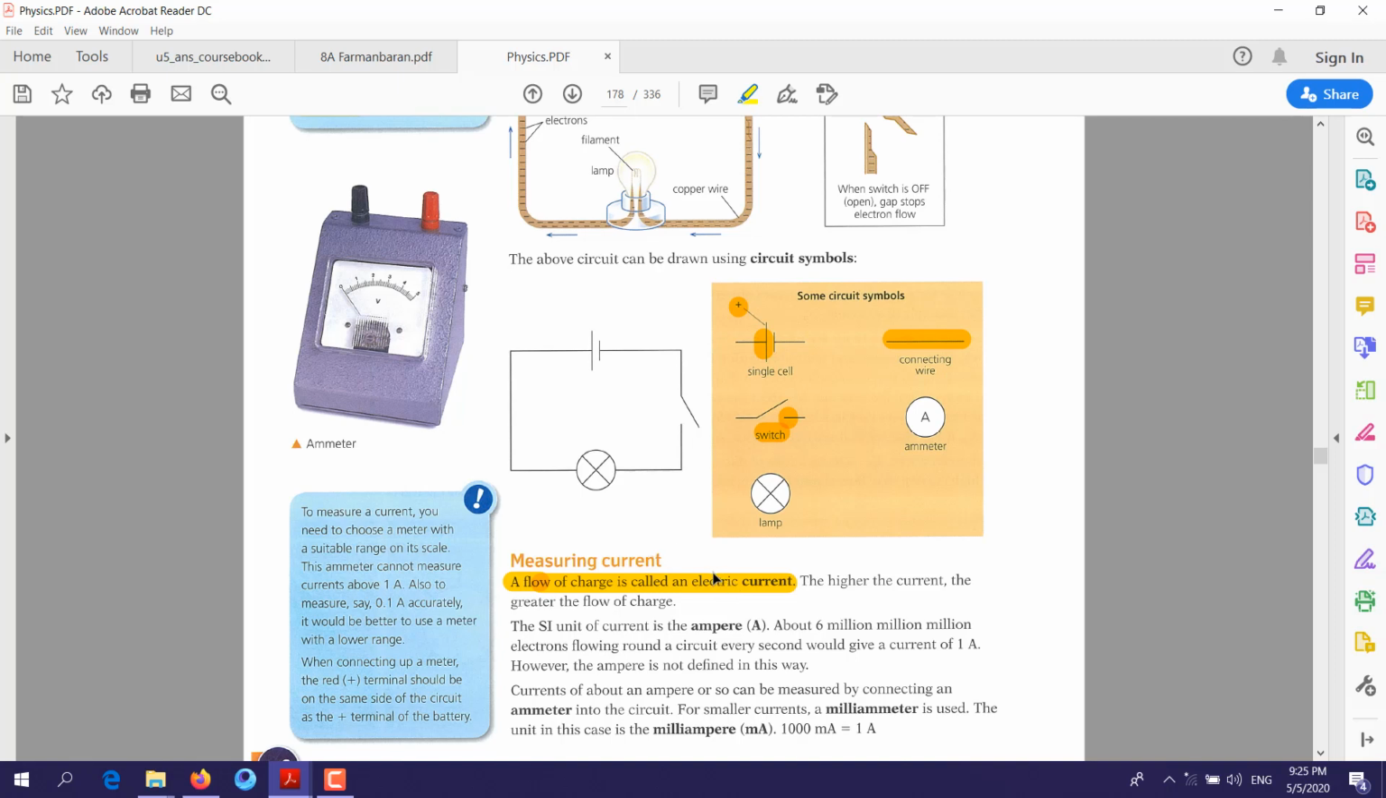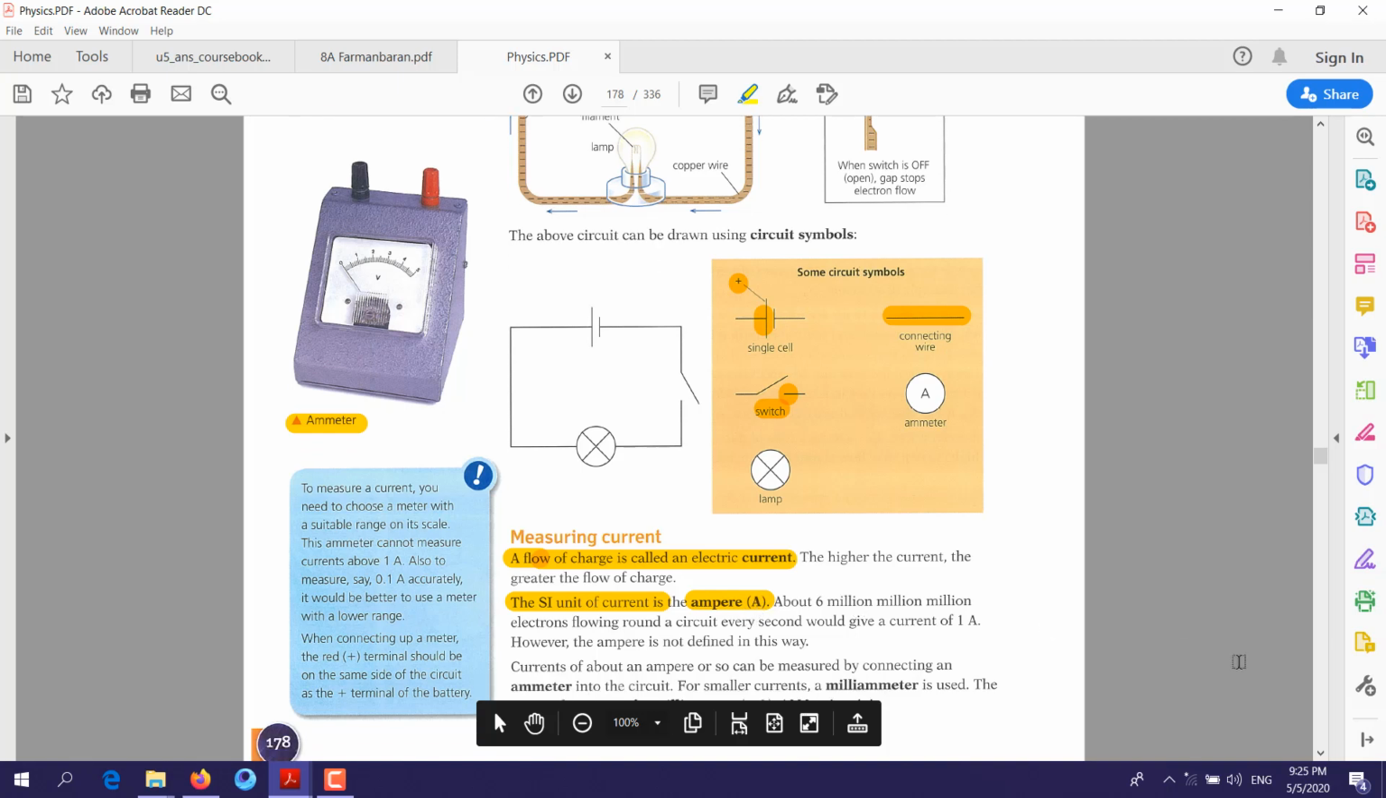Now, how can we measure the current? The higher the current, the greater the flow of the charge. To measure the electric current, we use an instrument we call a meter. A meter is the tool that we use to measure the electric current. When we measure the electric current, we measure it with a unit. What do we call this unit? We call it the ampere. The standard international unit, or SI unit, of electric current is what? It is the ampere. We use the symbol A to represent it.